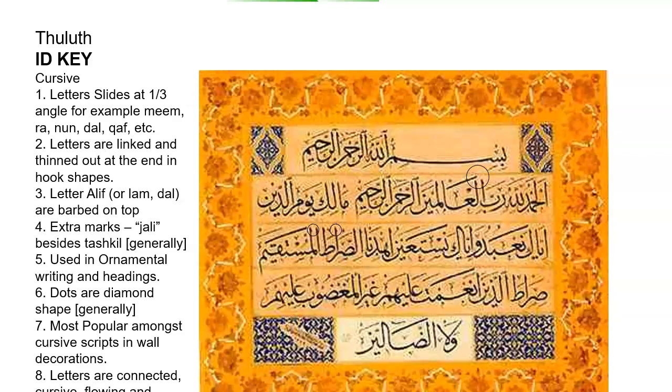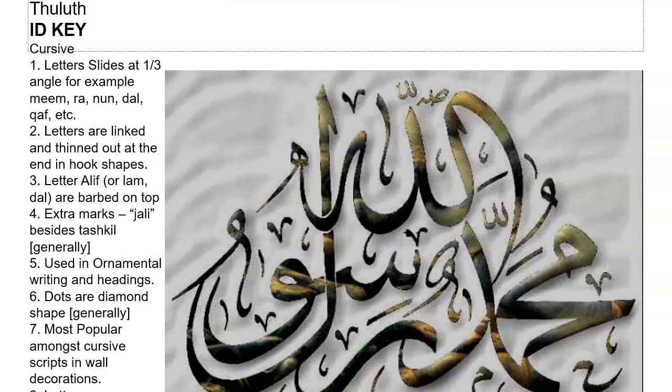Take a look. And one more time. What script is this? What are you looking for? First of all, letters slide, okay? Maybe this doesn't give it away, so it's a small word or pattern. Letters are linked and thinned out at the end in hook shapes. Yeah, I kind of see them getting thinned here. Yes. Barbed aleph or letter lam, right? So look, there's something here. Yes, you're right. Something on top. Why is that dash there?